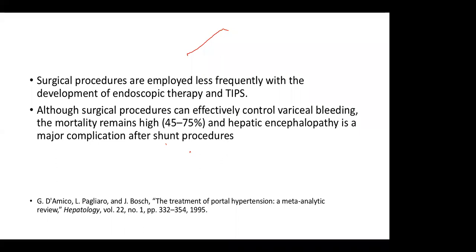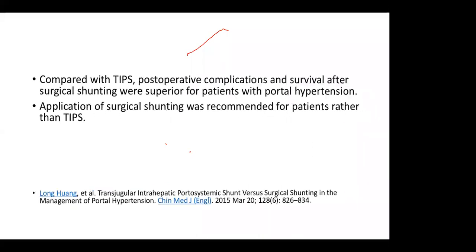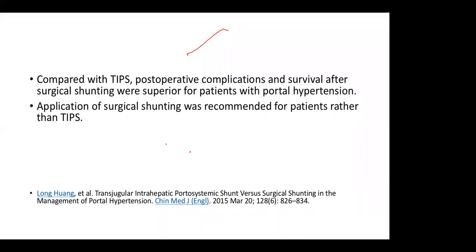Although surgical procedures can effectively control variceal bleeding, the mortality remains high, nearly 50% plus or minus, and hepatic encephalopathy is a major complication after shunt procedure. Compared with TIPS, postoperative complications and survival after surgical shunting were superior for patients with portal hypertension. Application of surgical shunt was recommended for patients rather than TIPS.